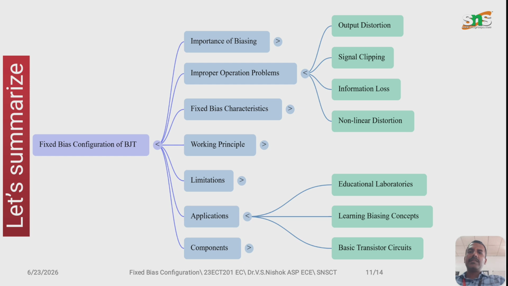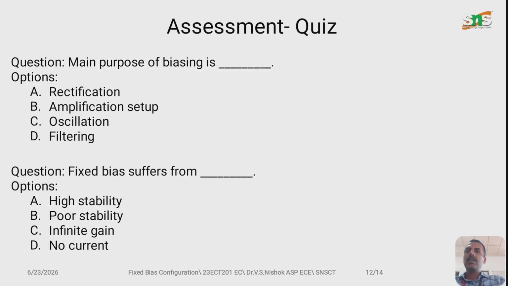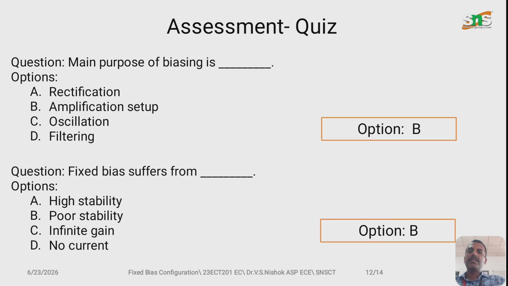So let's summarize. Fixed bias, with its poor biasing stability, can be used for study purposes. This type of biasing is mainly used for making the transistor operate in the active region. Let us check our understanding. The main purpose of biasing is amplification setup, and the fixed bias suffers from poor stability.